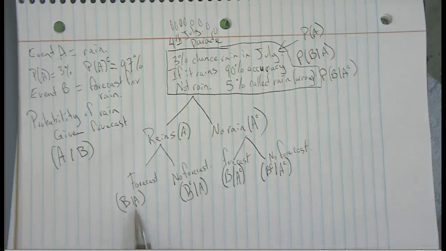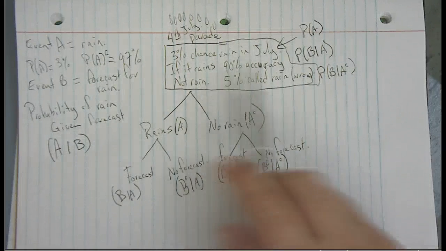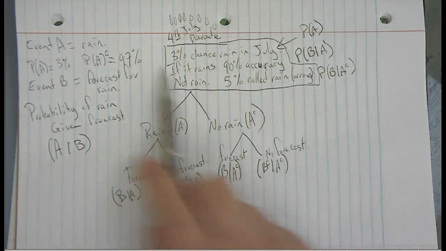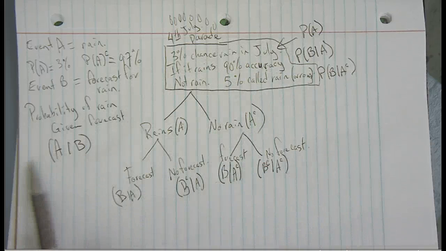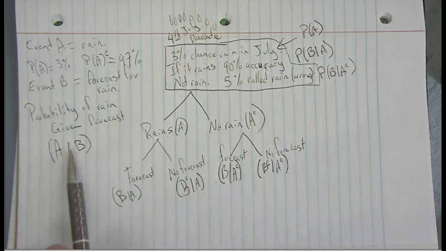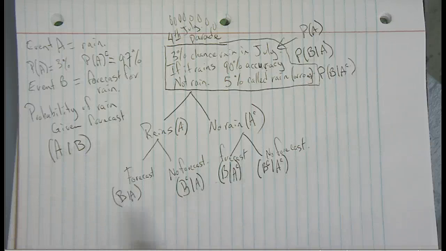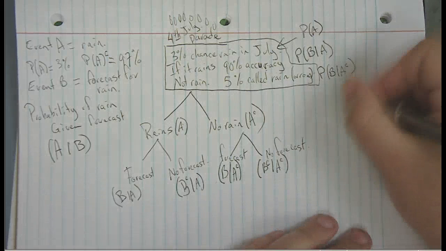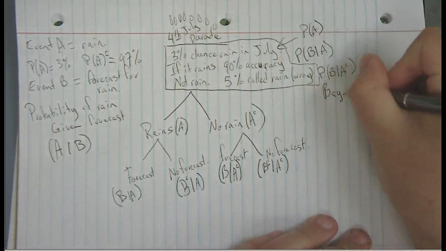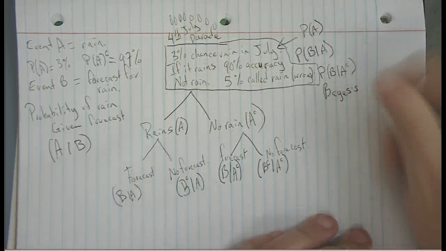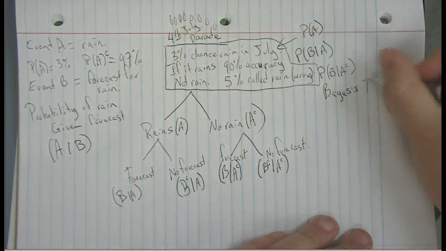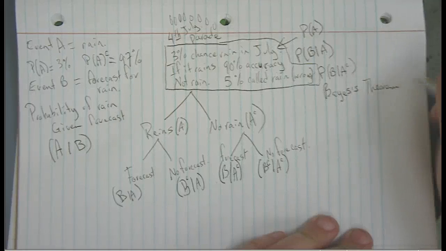Well, we don't have that anywhere here. We don't have that information. That's not here, that's not there, that's not here. How are we going to find the probability of A given B when we don't have any of that information? Okay, here's how. It's something called Bayes' theorem.